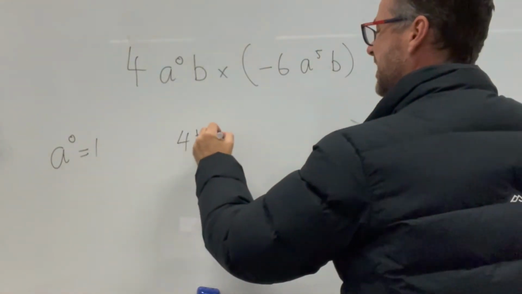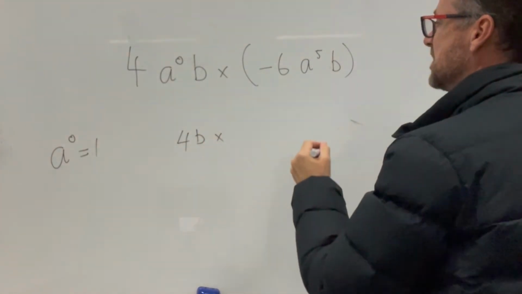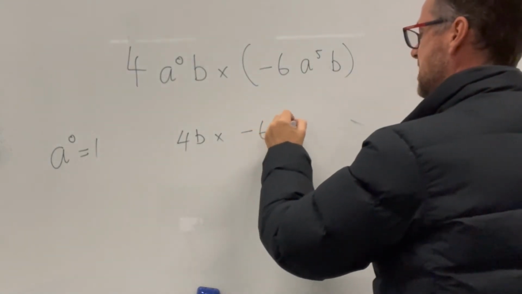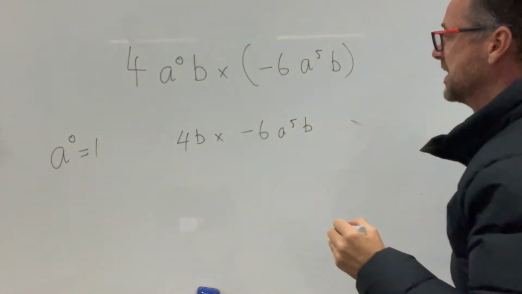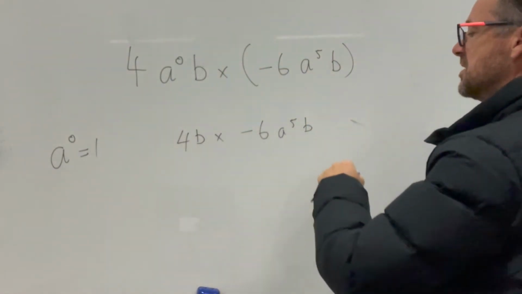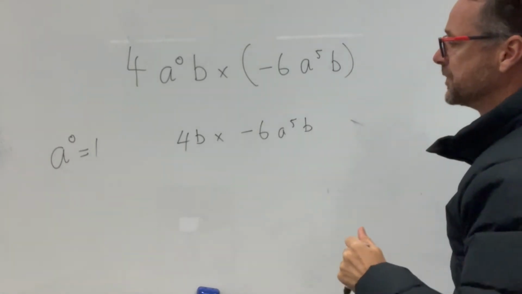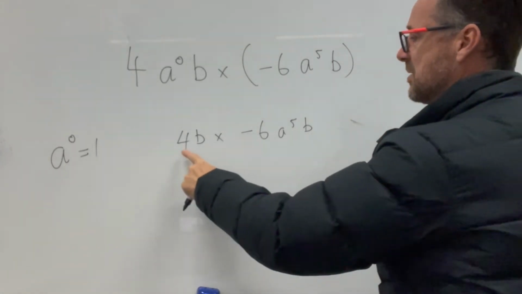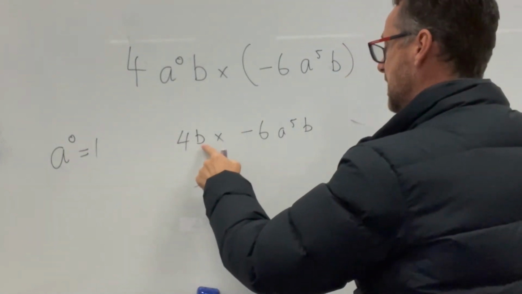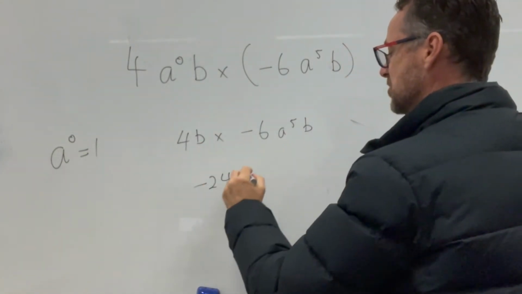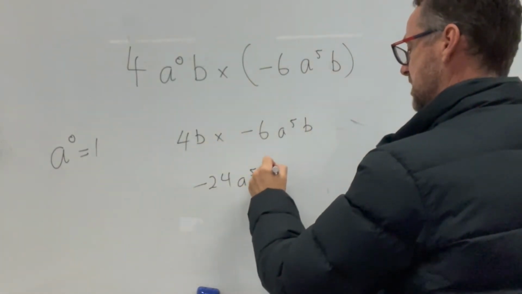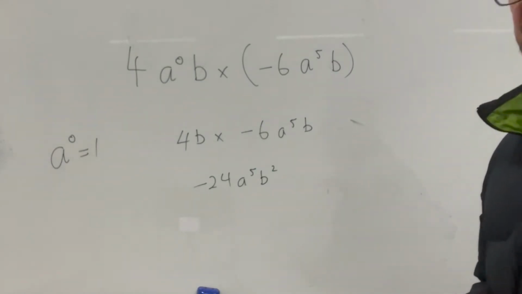And then we're multiplying that by negative 6a^5b. So we can just put negative 6a^5b like that, because here it's effectively a 1 times each of those. There's nothing else to resolve there. Now it's as simple as going 4 times negative 6 is negative 24. There's no a that multiplies, so that just stays as a to the 5, and b times b is b squared. Negative 24, a to the 5, b squared.